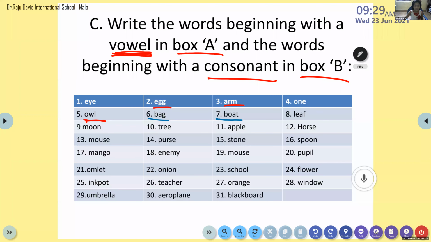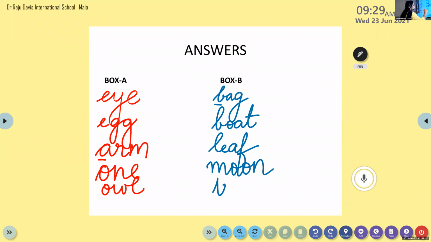Very good, Samanvia. As it starts with a consonant, the word tree has to be written in box B. T, we know it is a consonant. Very good, Samanvia. Good performance. Okay, thank you, ma'am.